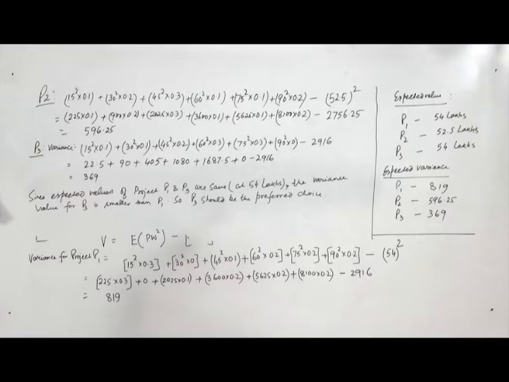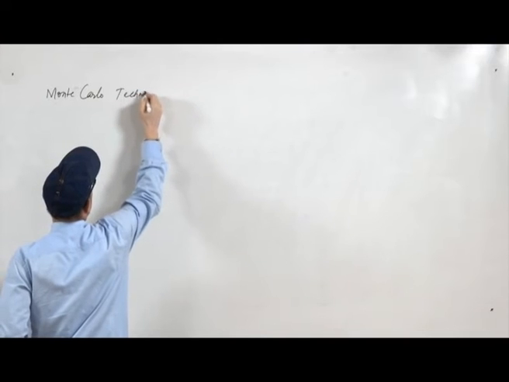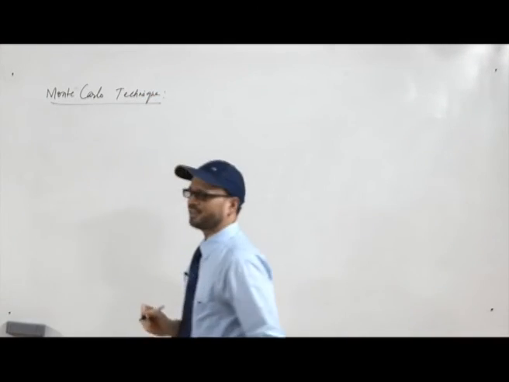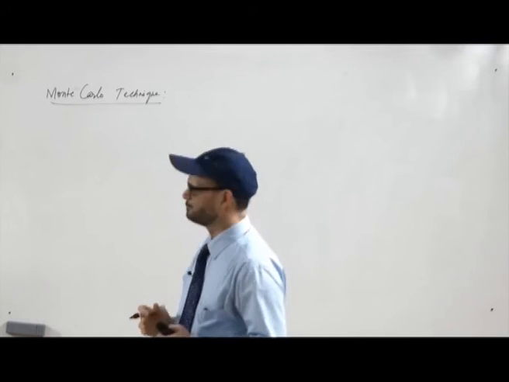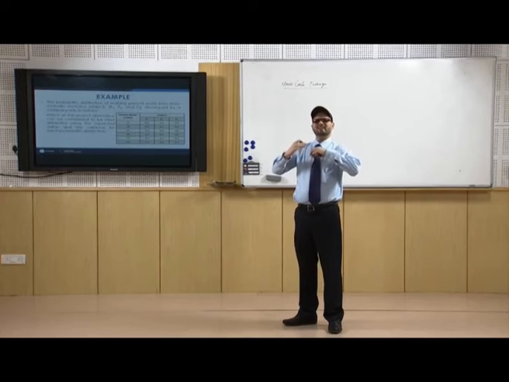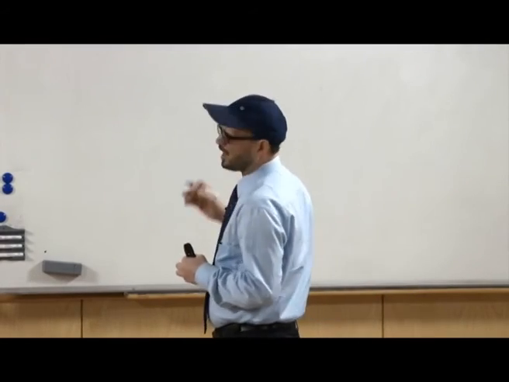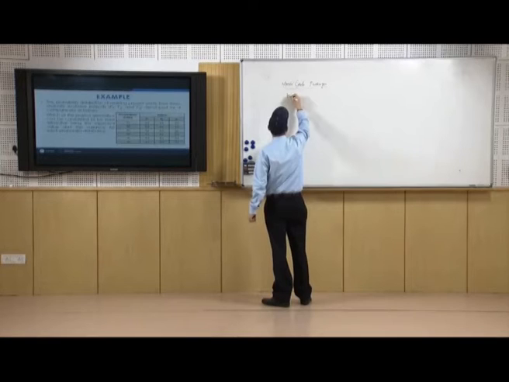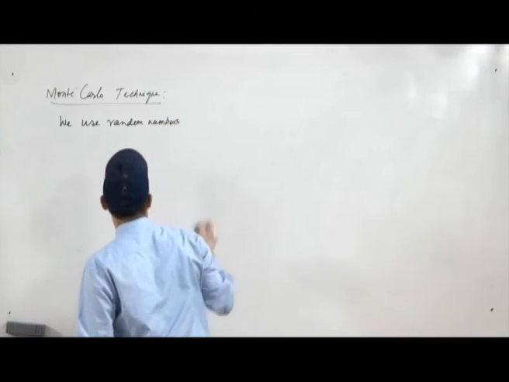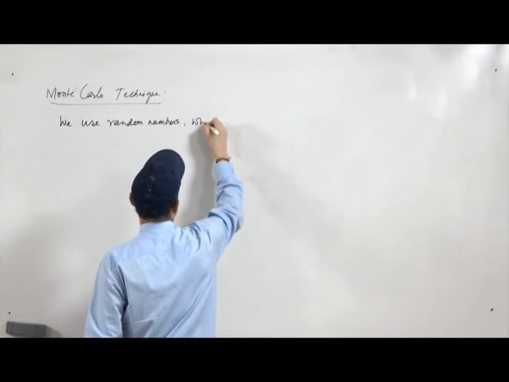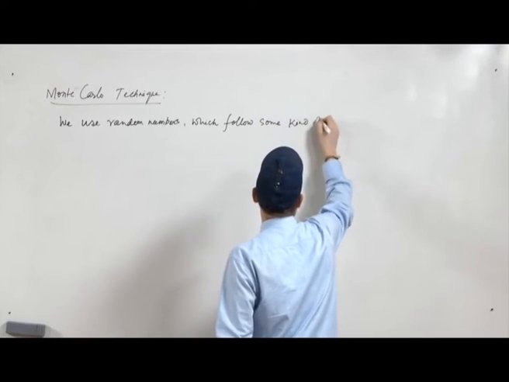So, basically the Monte Carlo technique is used in cases when you have to decide and there are chances of risk and uncertainty, and if there are many elements and a large amount of uncertainty, in that case this Monte Carlo technique is used. Now, in the Monte Carlo technique basically we use random numbers which follow some kind of probability distributions.